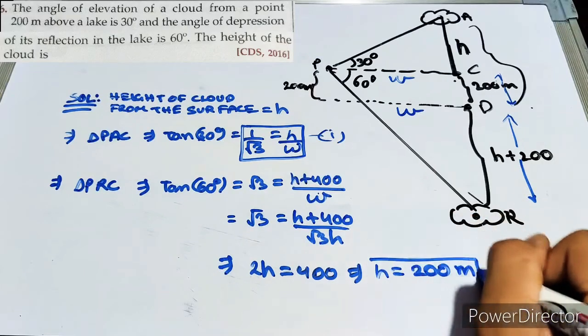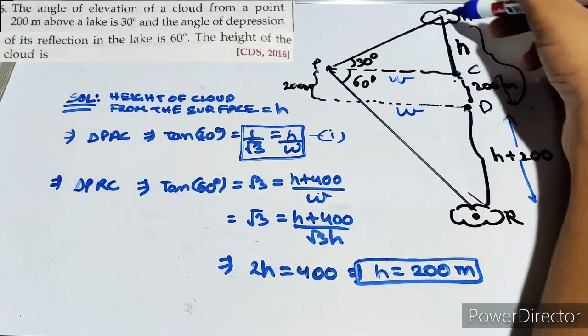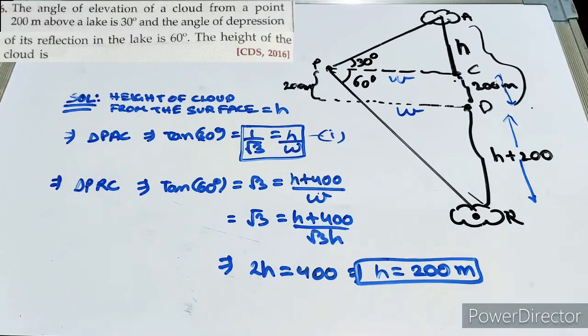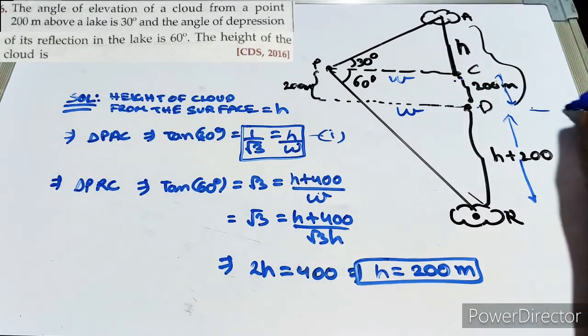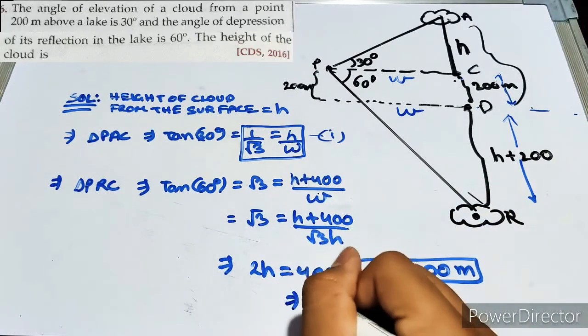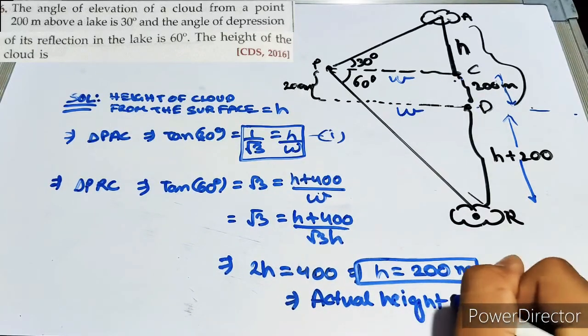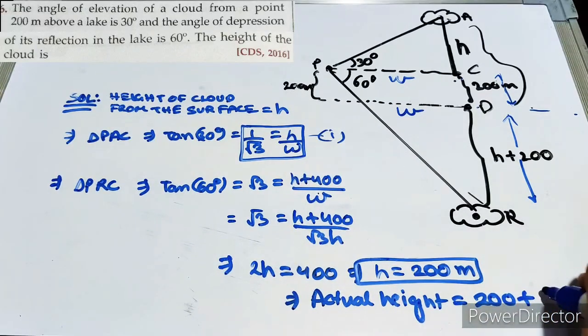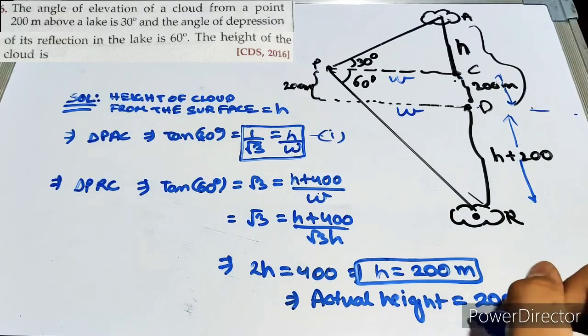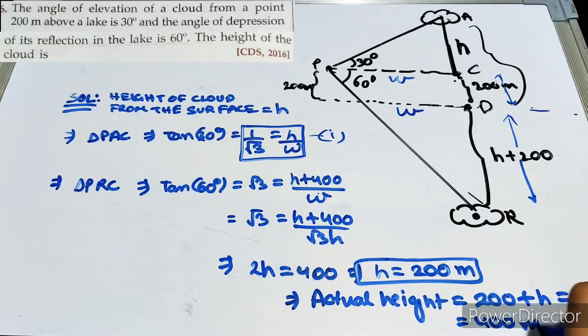meters. So what is this 200? It is the height of the cloud above the surface of the lake, but since they have asked us the height of the cloud, we have to give it from the bottom of the lake. Its actual height is 200 plus h, which is 400. So our answer is not 200 but 400. Hopefully you got the solution, and it is a very nice and very commonly asked question, so do have a look at such questions.